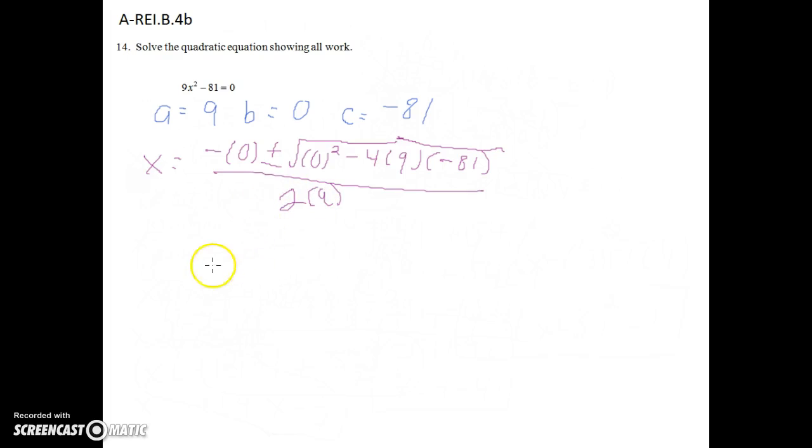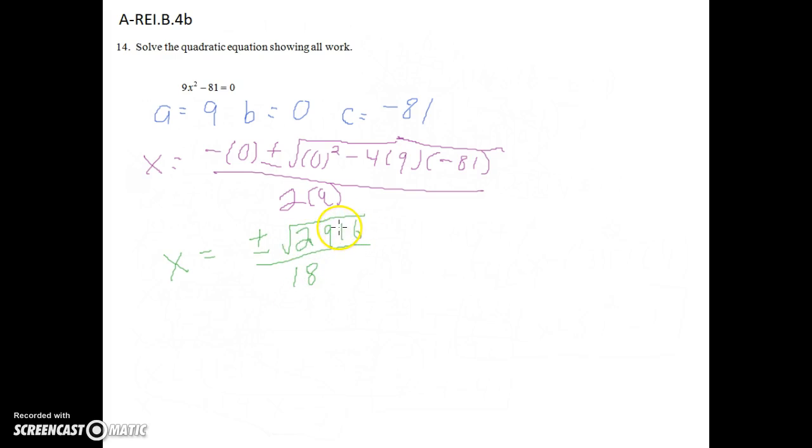So a is 9, b is 0. It's not negative 81 because there's no x term. And then c is negative 81. So I'm going to go ahead and plug it in the quadratic formula. I'm going to pause while I do that. So everything's plugged in the quadratic formula. Negative 0, we don't need that because it's 0, so we just have plus or minus our square root. And again, just put all that in the calculator. Makes our life a bit easier.